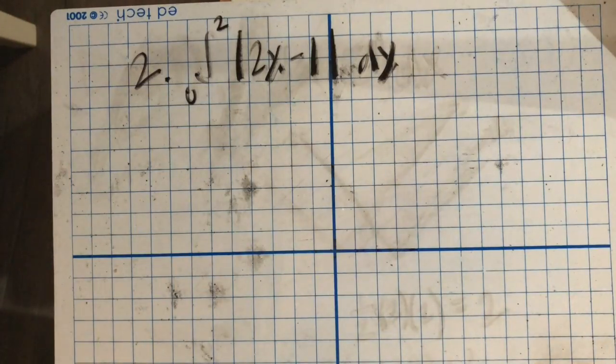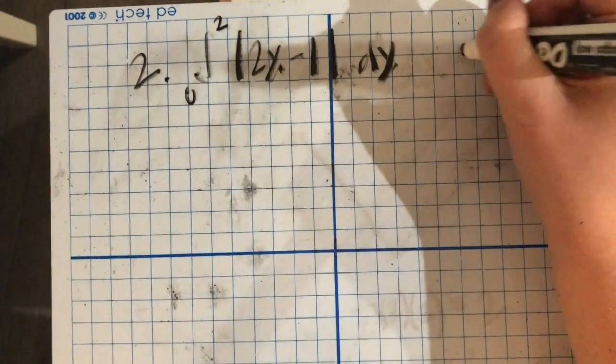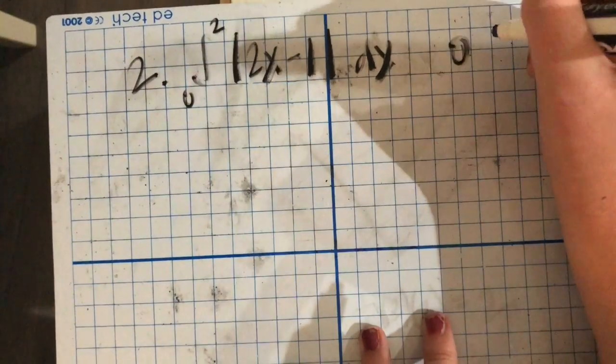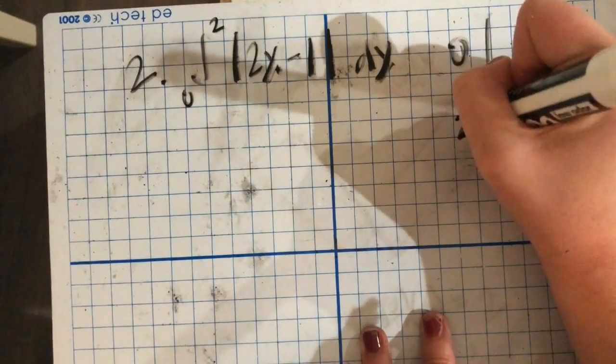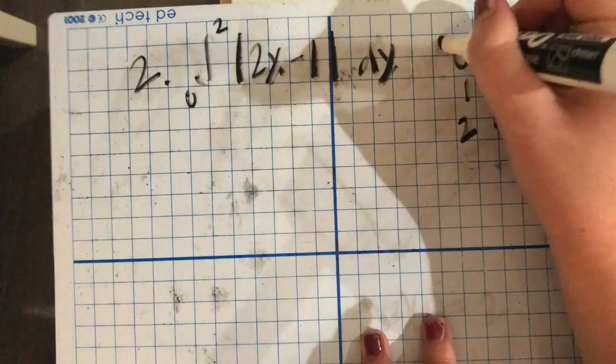All right, example 2. We are taking the integral, or finding the area under the curve, from 0 to 2 of the absolute value of 2x minus 1 dx. If I'm not sure what my parent function looks like, this is a great time to just use a table. So I want to figure out what 0 is, what 1 would be, and what 2 would be. Those are my bounds, so I can stop there.